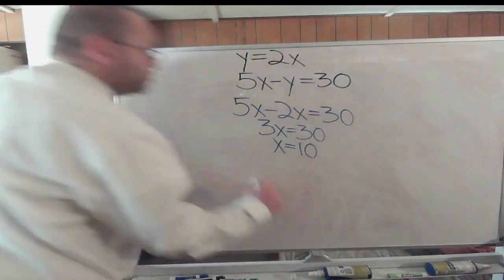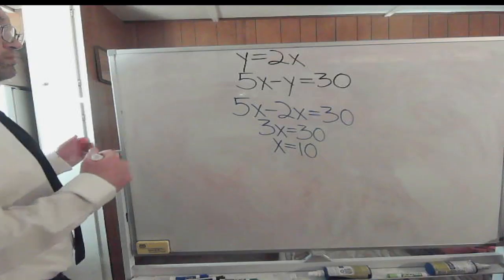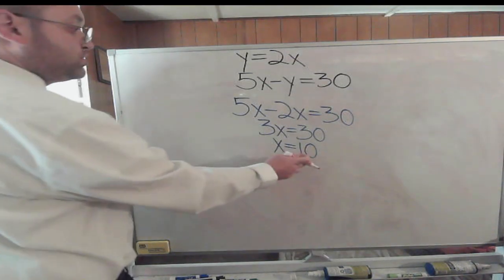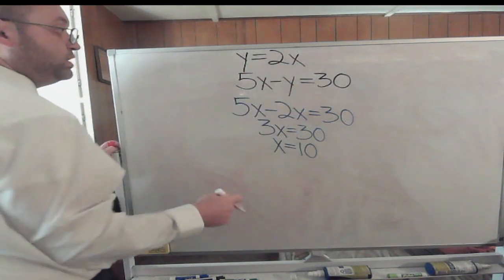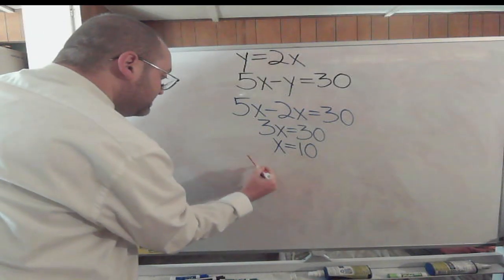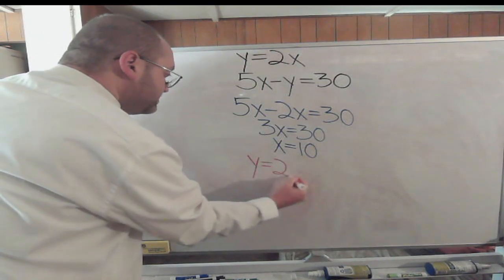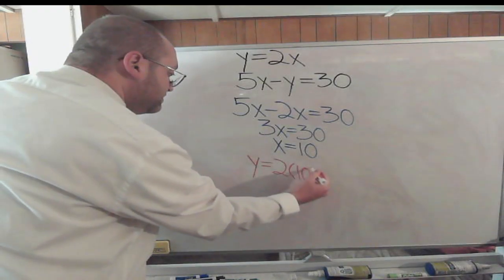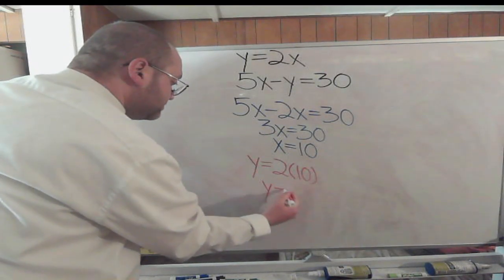Now you want to find your y-coordinate. All you need to do is take your x-coordinate, stick it into one of these equations. I don't know about you, I'm going to go for y equals 2x. So you take y equals 2 times that x value of 10, which means y equals 20.